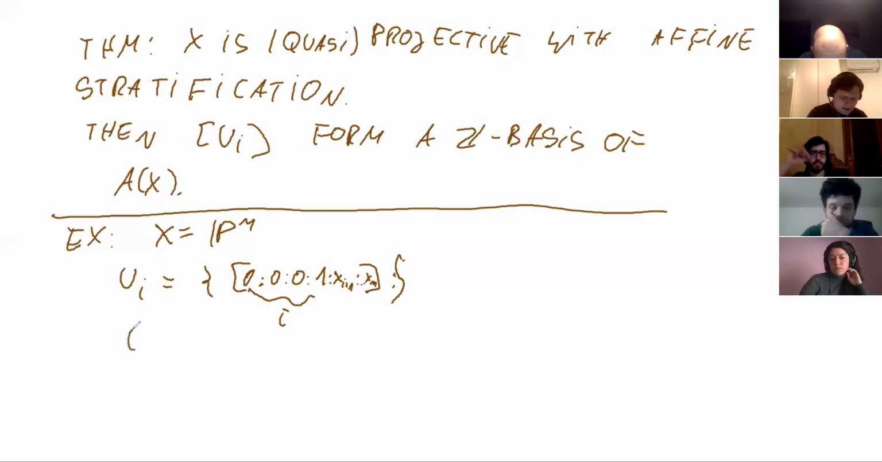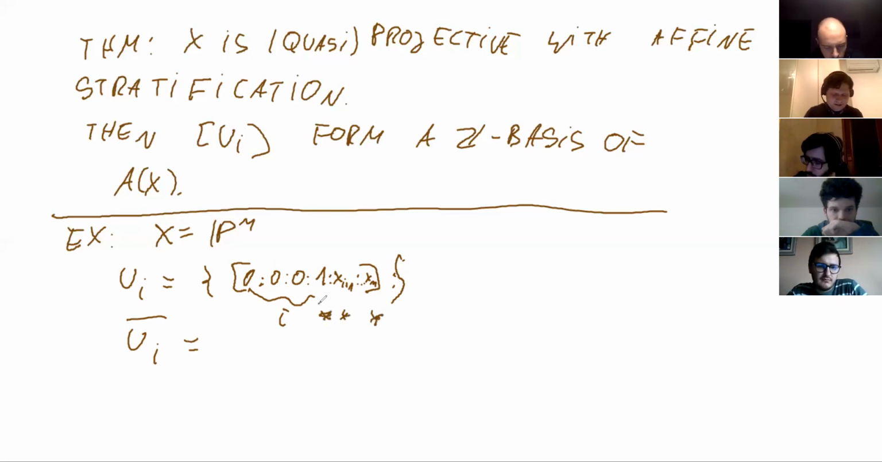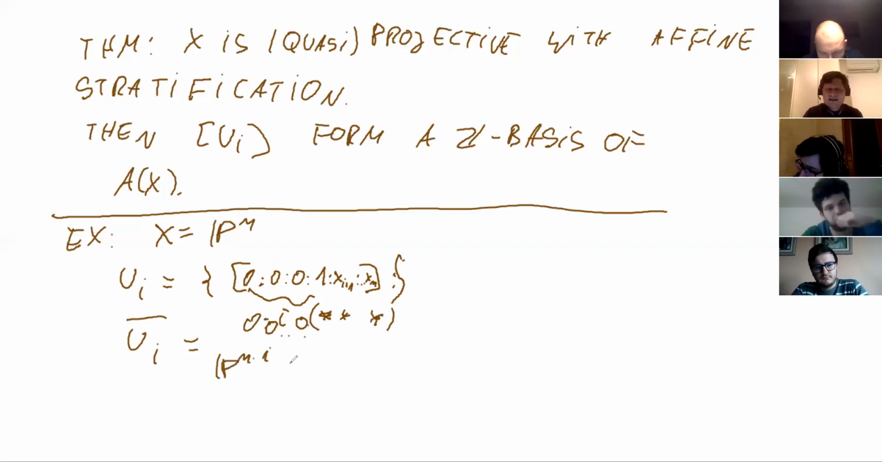Now, what's the closure of Ui? Again, anyone? You can tell me either with points or abstractly what the subvariety is. So it should be the same, but allowing that one to be a 0, right? Exactly. So you put anything here, anything here, anything here, and that's a projective subspace. You just set a few coordinates to 0, and the other coordinates are arbitrary. So what you get is P^{n-i} inside P^n.